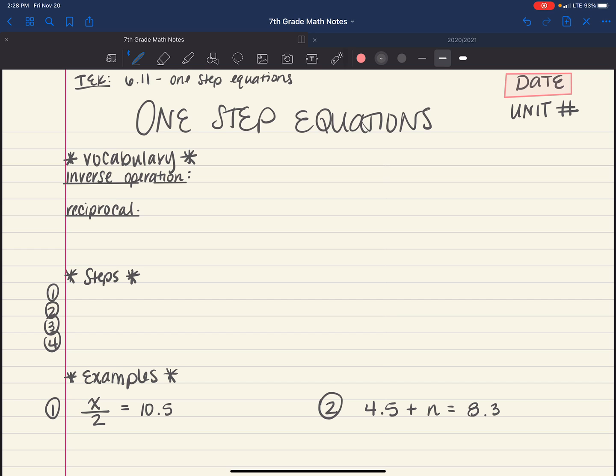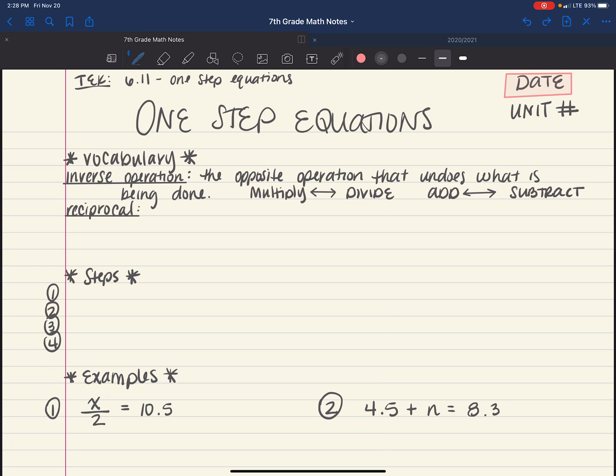Okay, some vocab. We have inverse operations, which is defined as the opposite operation that undoes what is being done. The opposite of multiplication is division, and the opposite of subtraction is addition. Meaning, if I multiply by 5, like let's say 4 times 5 is 20, 20 divided by 5 is 4. You see how it undoes each other? You know this.